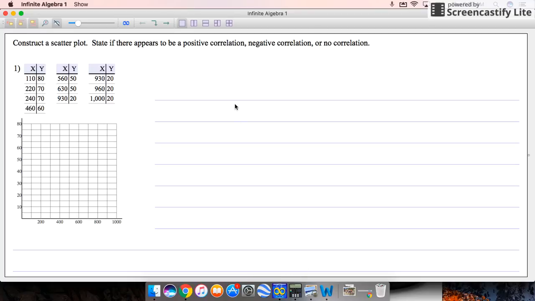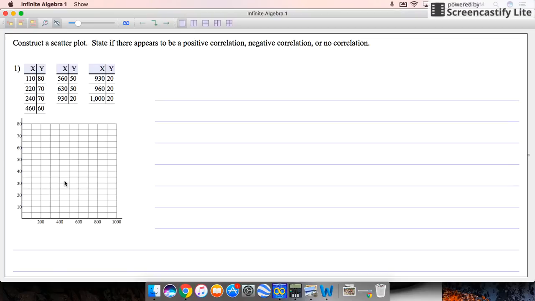Okay, we're going to go over this example. It says construct a scatter plot, state if there appears to be a positive correlation, negative correlation, or no correlation. So when you're creating your scatter plot, you're just going to take these values 110, 80, and you're going to plot each one of them individually.